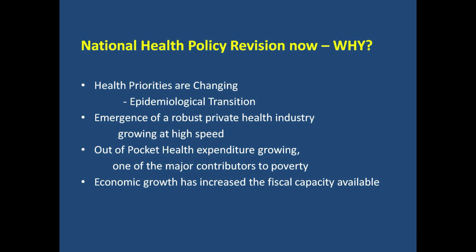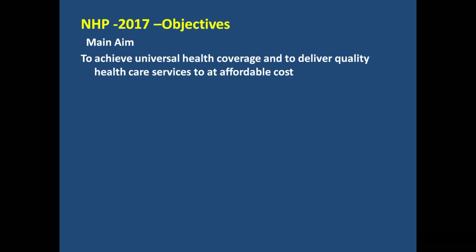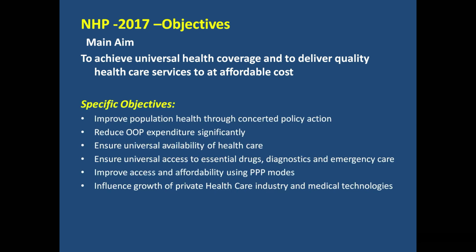So the objectives of the 2017 health policy, the last one that we had: the main aim, obviously, is to achieve universal health coverage and deliver quality healthcare services at affordable cost. That's important. And the specific objectives: one is to improve population health through concerted policy action, reduce out-of-pocket expenditure, ensure universal availability of healthcare, ensure user access to drugs, diagnostics, and emergency care.